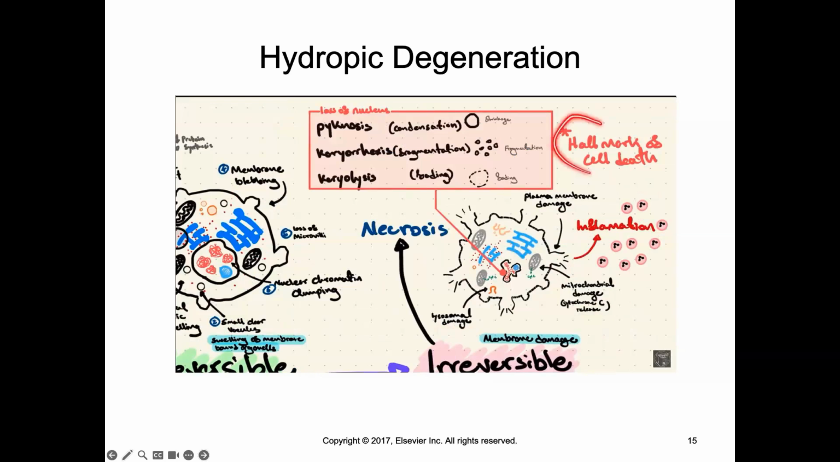Finally, the hallmark of cell death is the loss of nucleus. Now, there are three main processes by which cells lose their nuclei: pyknosis, karyorrhexis, and karyolysis. Pyknosis means condensation, and so the nucleus shrinks until it disappears. In karyorrhexis, the nucleus is fragmented into tiny pieces, and in karyolysis, the nucleus fades away. Now, there can be several different types of necrosis, and we'll be talking about the different types in my next video, so stay tuned.